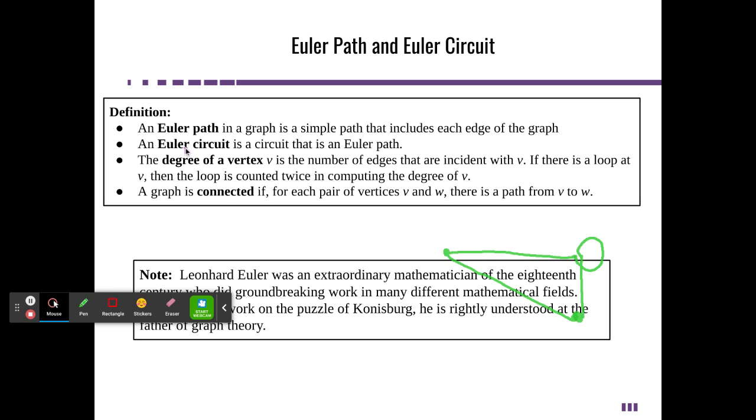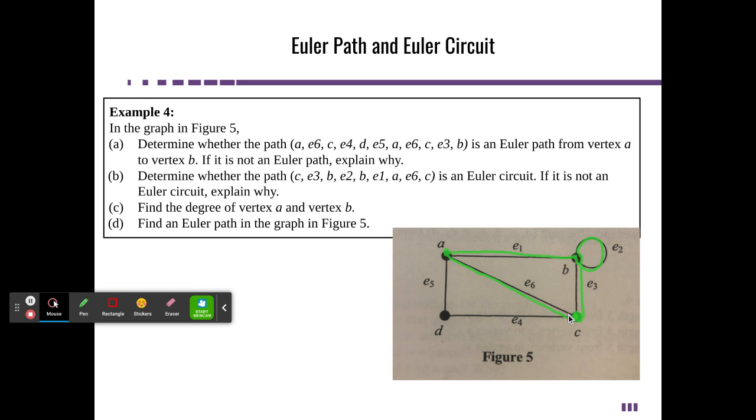All right, so we go back and look at the definition of an Euler circuit. An Euler circuit is, so first of all, we have circuit, which means it starts and ends at the same spot. So check, we got that part. We definitely have a circuit. However, it's not an Euler path because an Euler path has to include each edge. And we didn't get each edge. So we have a circuit, but not a path. So therefore, it's not an Euler circuit.